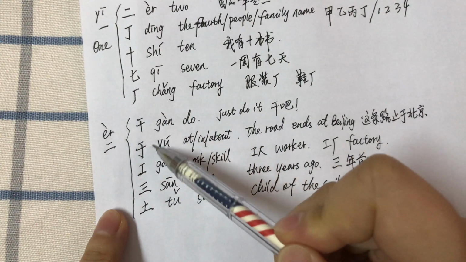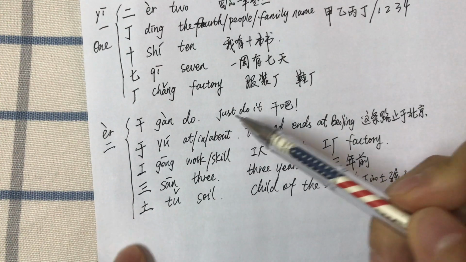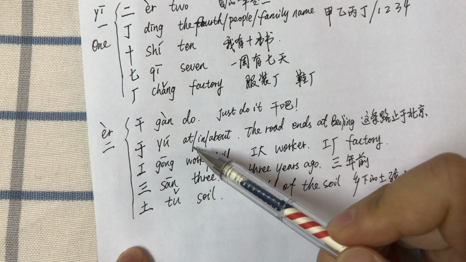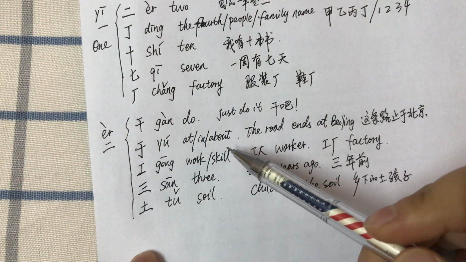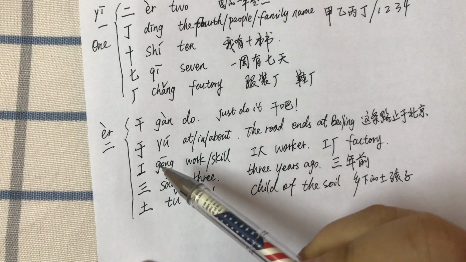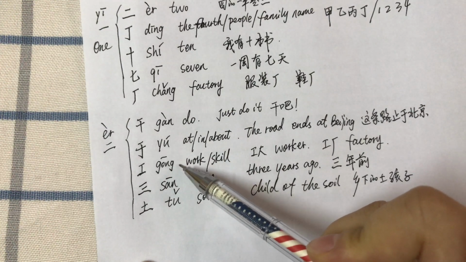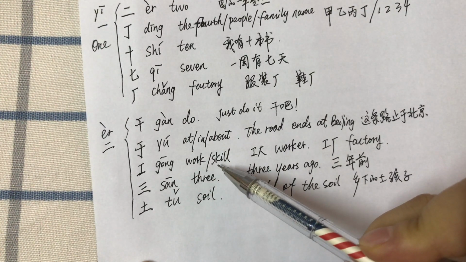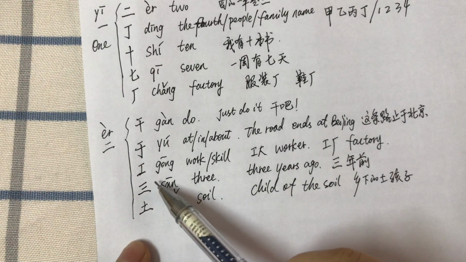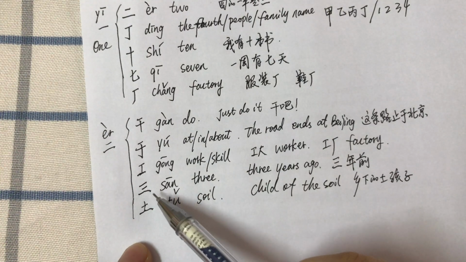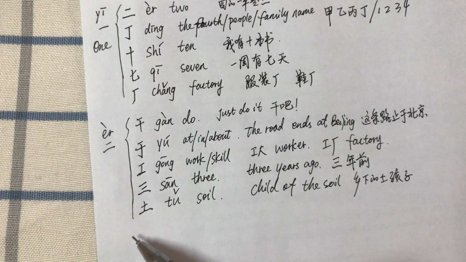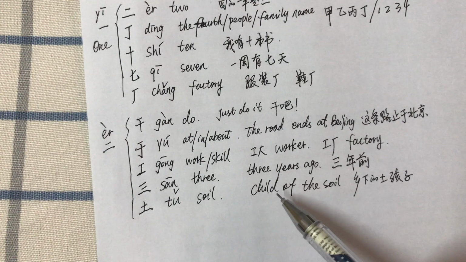二, add a stroke, 干, just do it. 干吧。Add a stroke, 于, means at, in, or about. The road ends at Beijing. 工, work, skill. 工人、工厂。And 三, 3 years ago, 3年前。土, child of the soil.